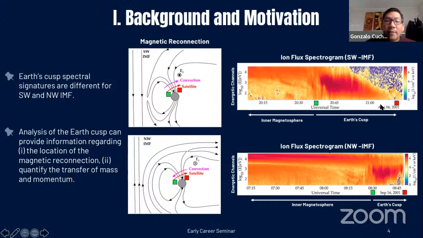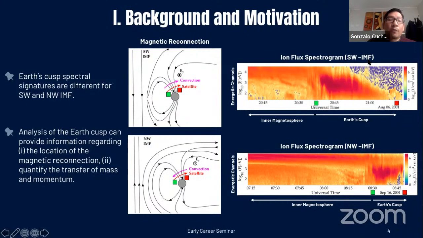The x-axis here is time, but it's also related to location in latitude. The y-axis are energetic channels. The top row are the high energy, and the bottom row indicates the low energy. The colors here indicate the flux, which is basically how many particles I have for a given latitude and for a given energy channel. So, as I said before, the high energetic ions that are coming from the day-side magnetic reconnection will be located at low latitudes, and the lower energetic ions will be located at high latitudes. So this pattern is called the ion dispersion. This is a typical signature when we have a southward IMF.